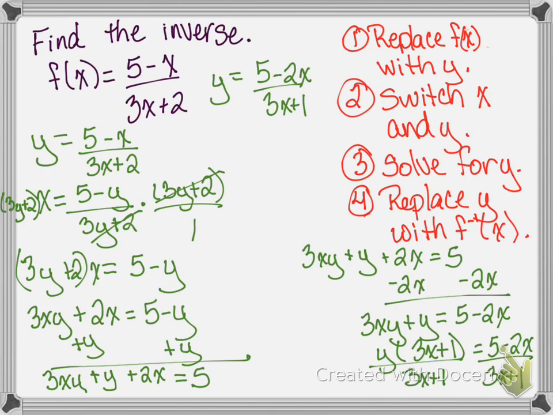So what I have to do now is very minor. I take away my y and I put in f inverse of x. So I have 5 minus 2x over 3x plus 1. And I know that that is all over the place, and I am sorry, I really do need a bigger iPad. Okay, is that good? Can you see it right there?